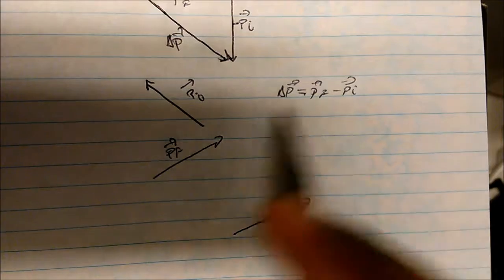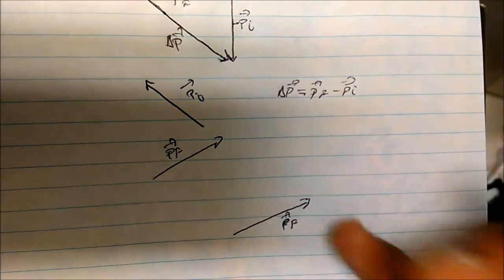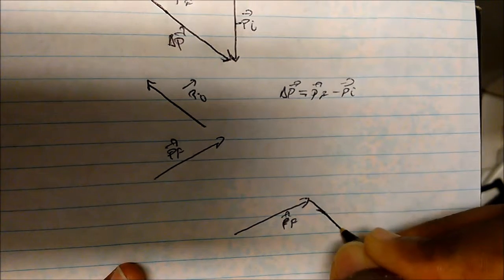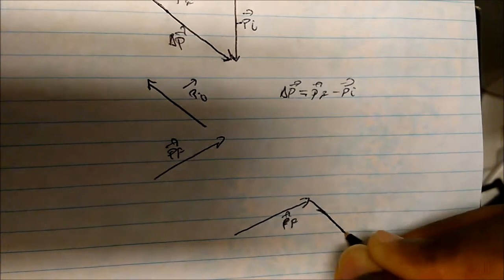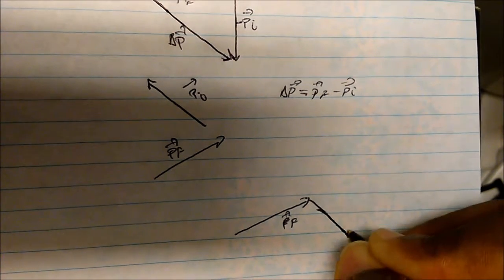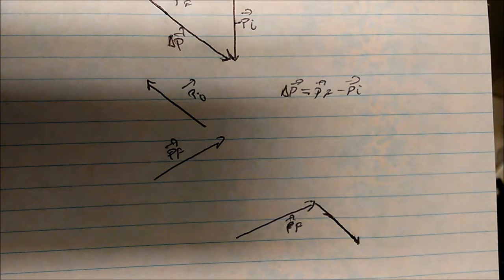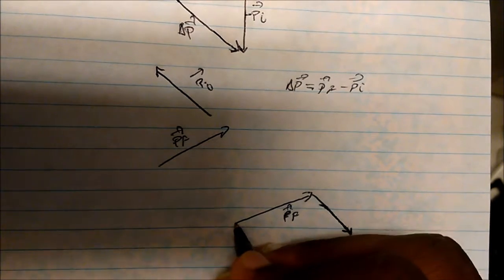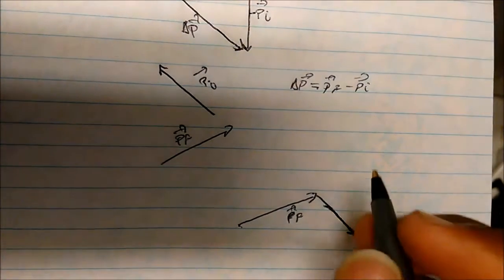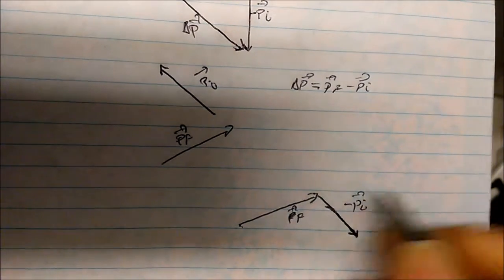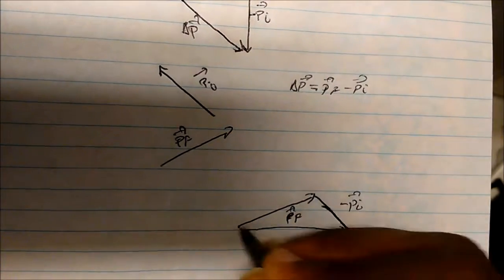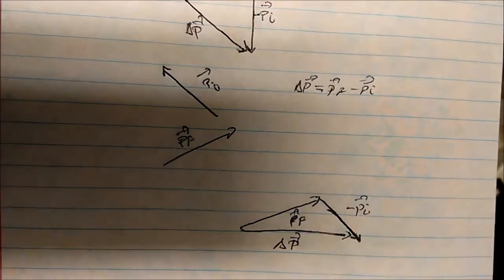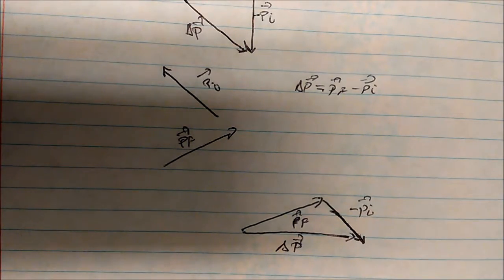So if I take the negative of P initial, I just flip the direction. So now it'll be going this way, with approximately the same magnitude. Okay, approximately the same magnitude. And so if I'm looking at this, the new direction is from the tail of P final to the tip of negative P initial. This is negative P initial, and so you can see the vector is just going straight across to the right. That is the change in momentum, or the net impulse applied to the object.